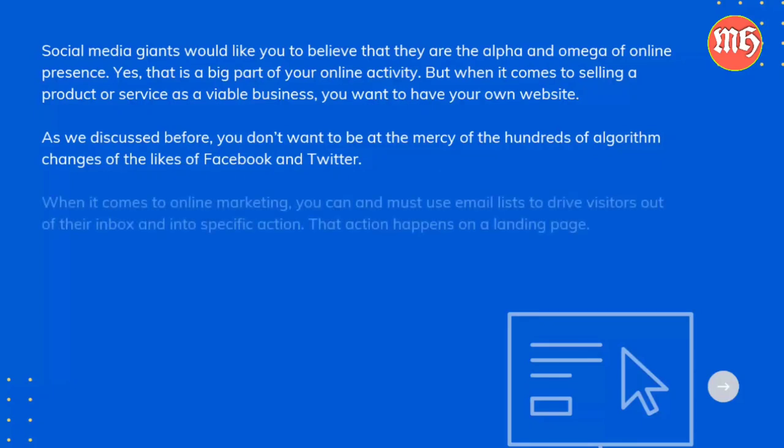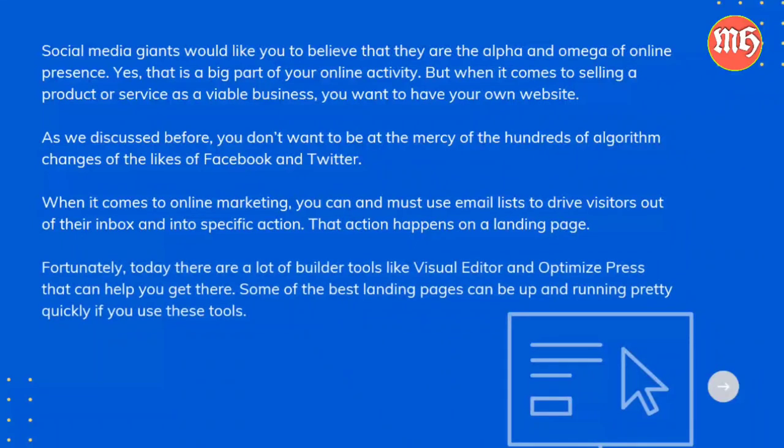When it comes to online marketing, you can and must use email lists to drive visitors out of their inbox and into specific action. That action happens on a landing page. Fortunately, today, there are a lot of builder tools like Visual Editor and Optimize Press that can help you get there. Some of the best landing pages can be up and running pretty quickly if you use these tools.